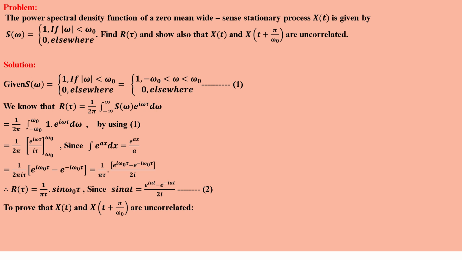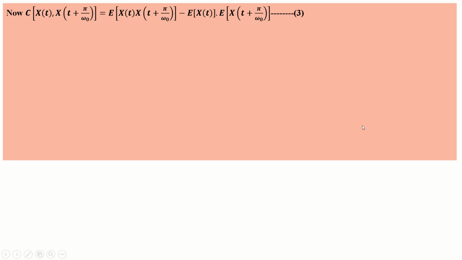To prove X(t) and X(t + π/ω0) are uncorrelated, it is enough to prove that the covariance of X(t) and X(t + π/ω0) is equal to 0. So now we need to find the covariance. From the covariance formula, it is E[X(t) X(t + π/ω0)] minus E[X(t)] times E[X(t + π/ω0)]. That is equation number 3.